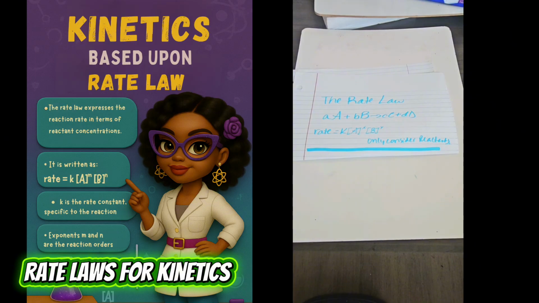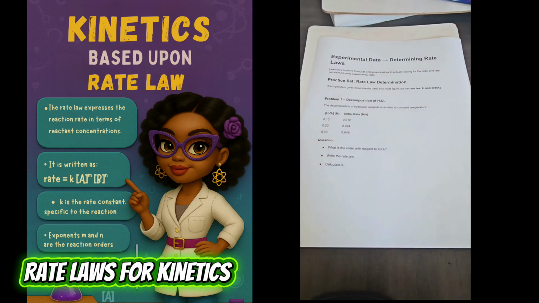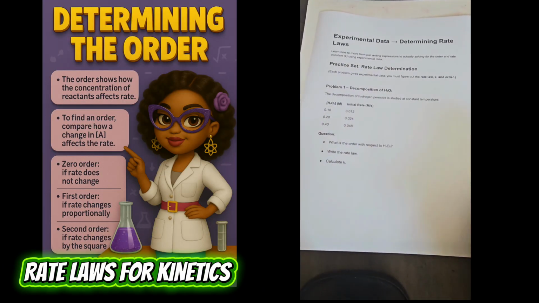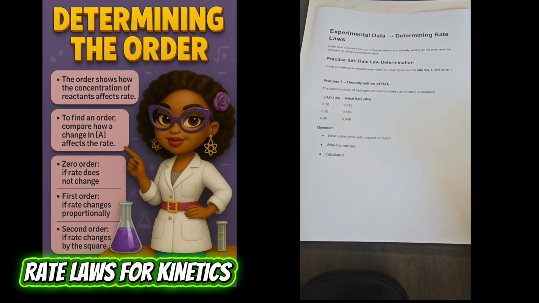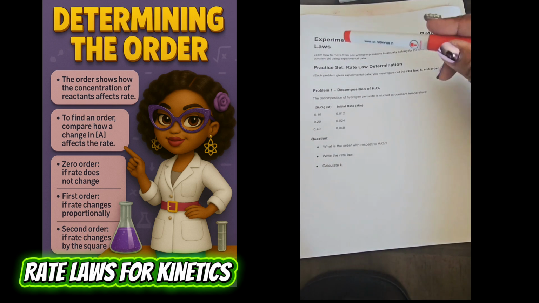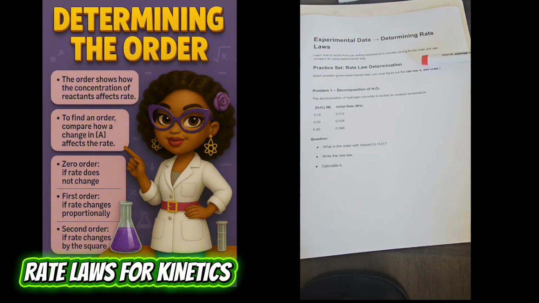So now, what we're going to do, we're going to go ahead and move on and look now at how to calculate this information. What I want you guys to understand is that you have to know what we just did in the first step was exactly that, okay? It was the first step. Now, suppose you are given data. You're going to learn how to move from just writing expressions to actually solving for the order and rate constant using experimental data. So that's what we're doing here now.